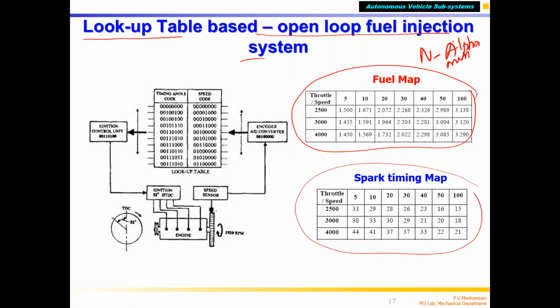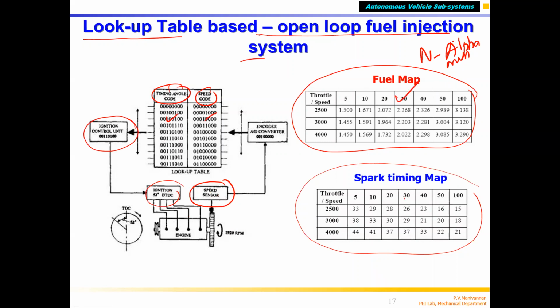Then in the engine, you put the speed sensor and also the throttle position sensor, the TPS sensor. There are two sensors, the speed sensor and the throttle sensor, which measure the actual engine speed and throttle opening. Based on that, using the lookup table, the fuel will be injected, and similarly the spark timing will also be calculated. This we already saw.